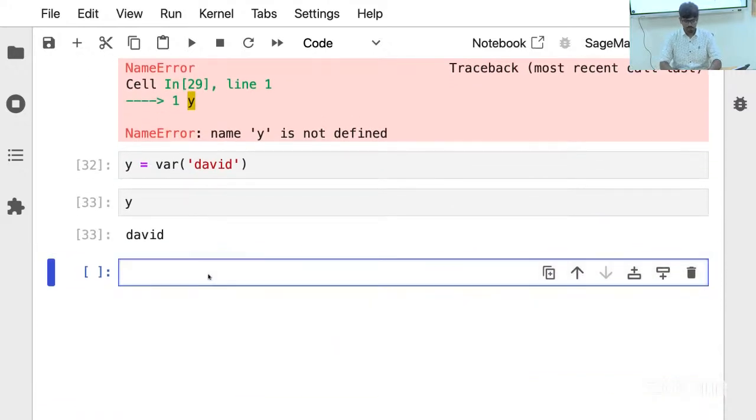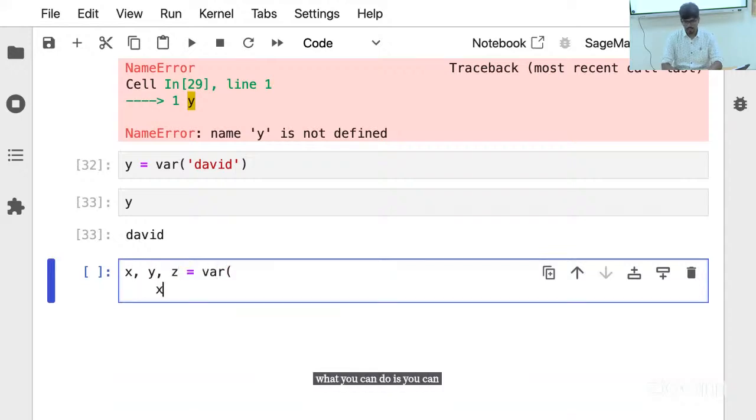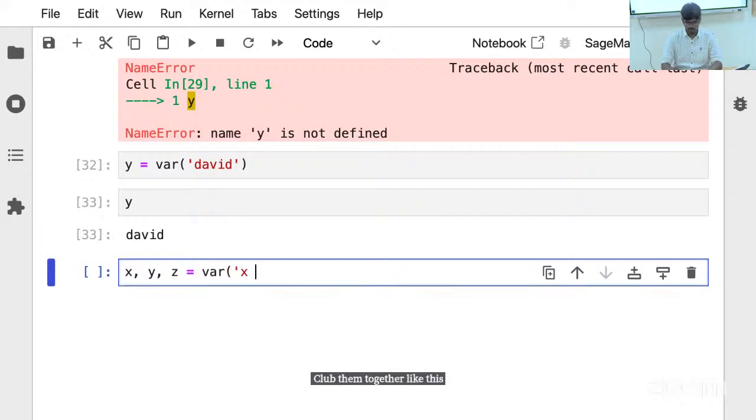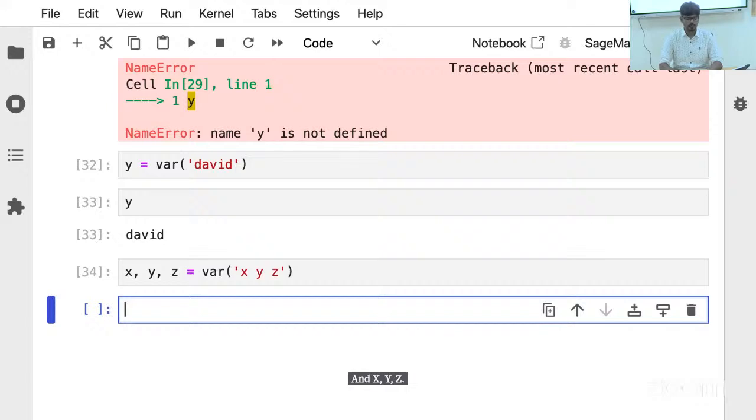So if you have 2 or 3 variables together, you can club them together like this, X, Y, Z, and that will generate the 3 variables in a single line.